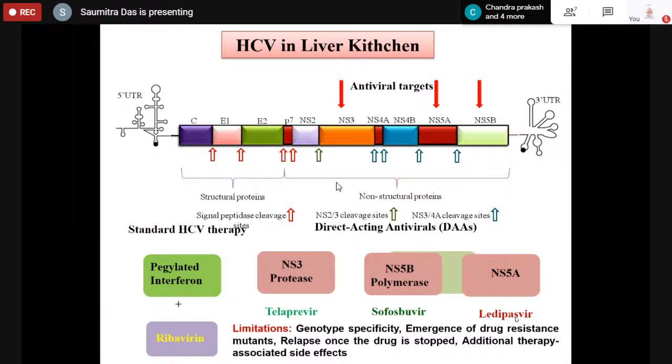But any drug can actually control a disease to some extent, but there will always be issues. The limitation here is genotype specificity. I told you that hepatitis C has 7 genotypes and 62 subtypes, and they keep emerging. There is emergence of drug resistance mutants, and they relapse once the drug is stopped. There are a lot of patients where, after 6 months, although the virus is not detectable, there is hepatocellular carcinoma going on. And additionally, therapy-associated side effects are also there.